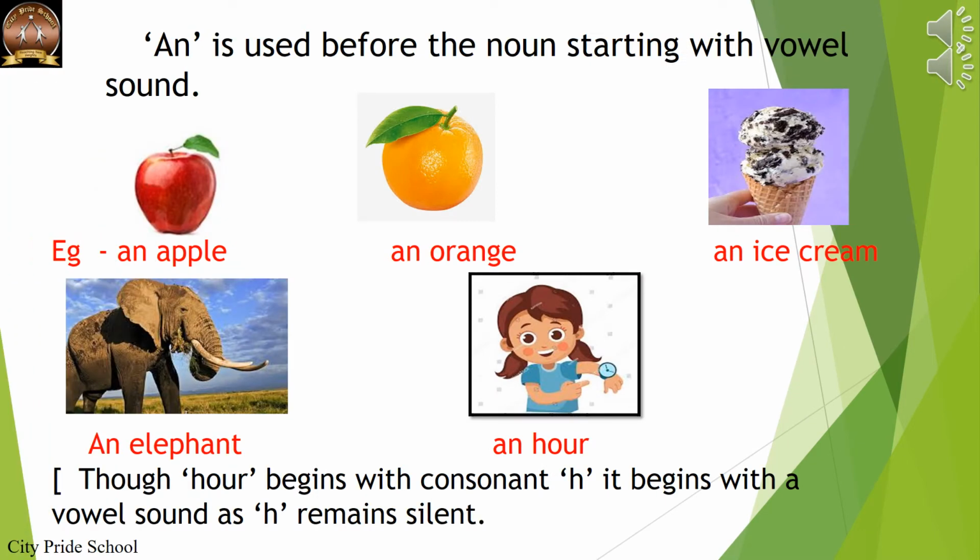An is used before the nouns starting with a vowel sound. Apple starts with A, orange starts with O, ice cream starts with I, elephant starts with E. So we say an apple, an orange, an ice cream, an elephant. But there's one more exception, an hour. Though hour begins with the consonant H, it begins with a vowel sound as H remains silent. We don't say a hour.